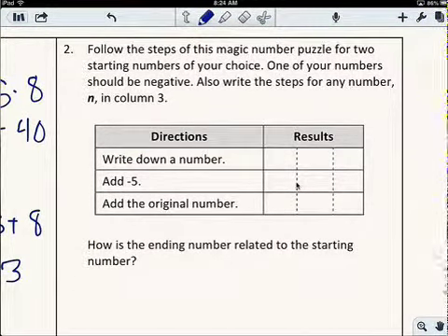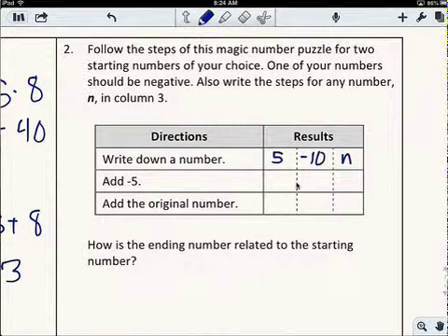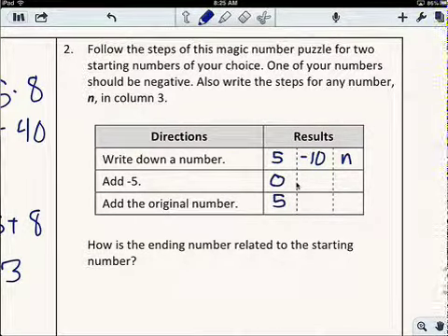All right, let's look at: follow the steps of this magic number puzzle for 2 starting numbers of your choice. One of the numbers should be negative. Also write the steps for any number n. So I'm going to go ahead and just choose my numbers. Let's do 5, -10, and n. And they could have been anything. I just followed the directions up there. So 5 add -5. 5 plus -5 is 0. And then if we take 0 and add the original number, we get 5 back.